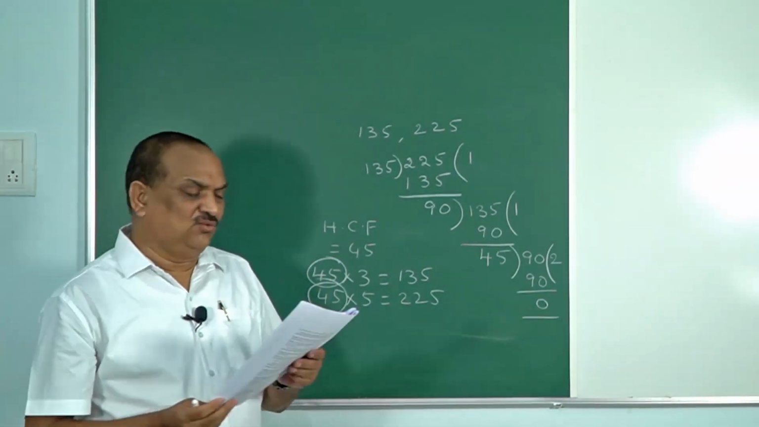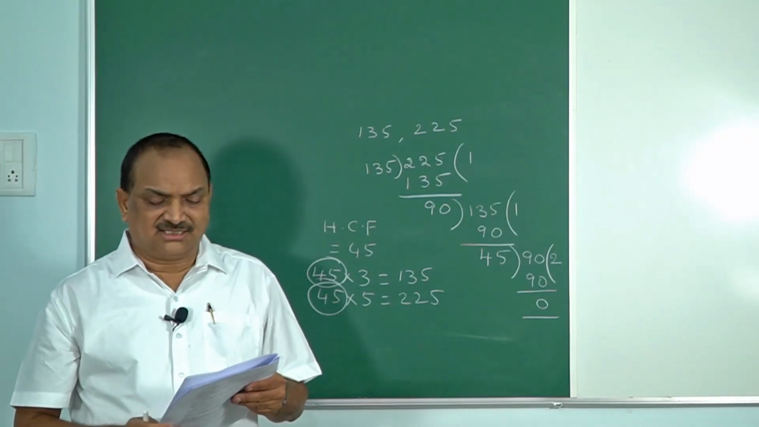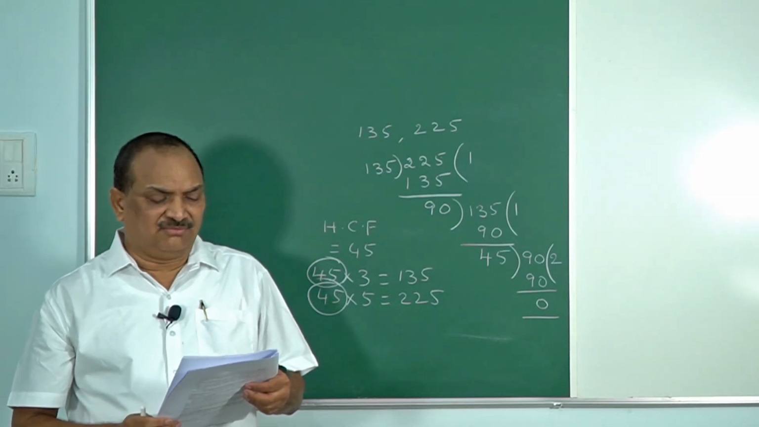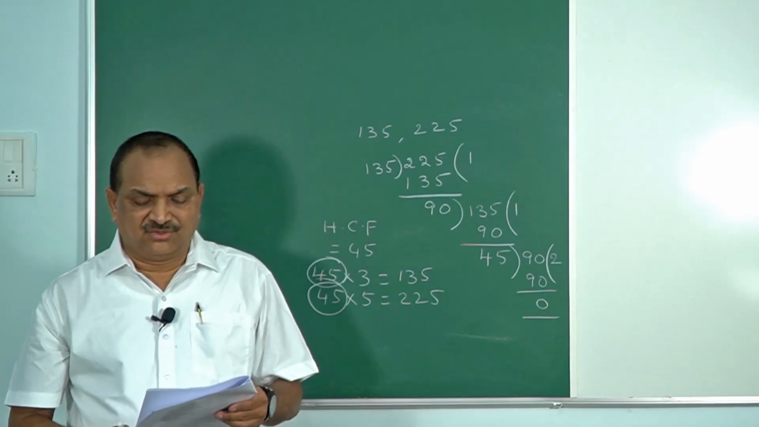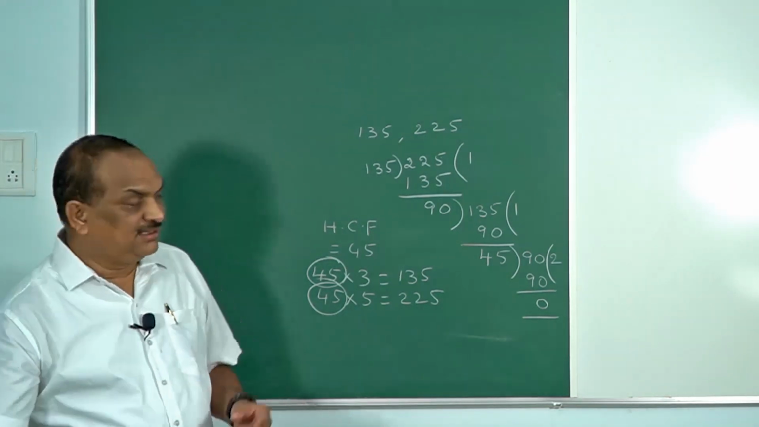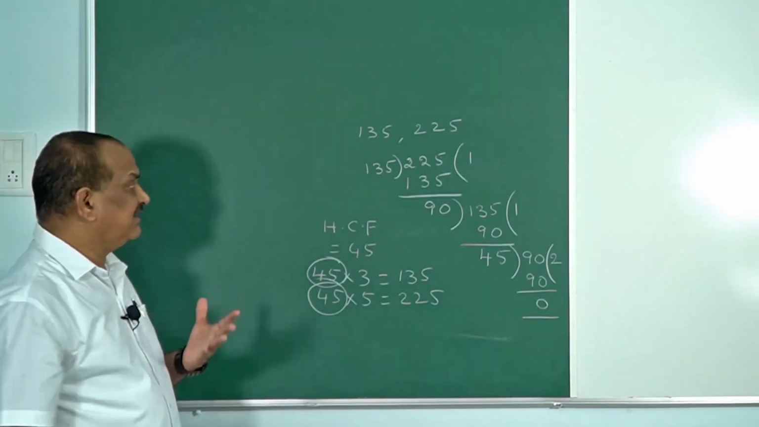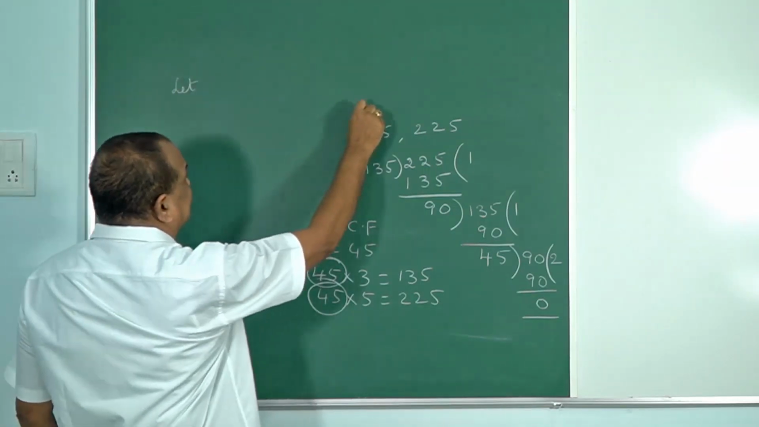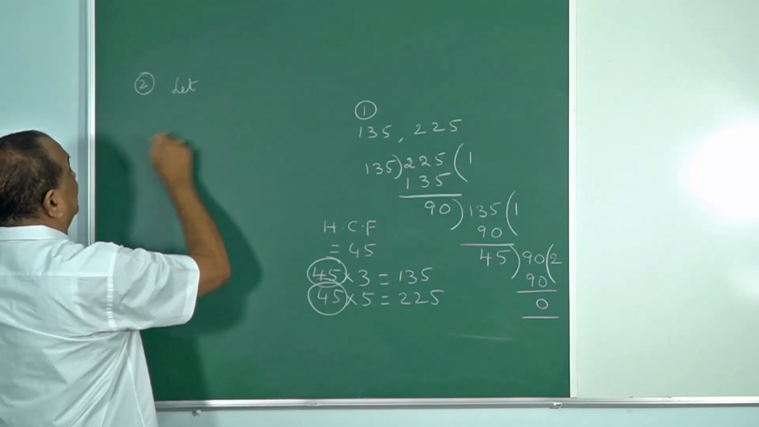And I just do one more small problem here. Use Euclid's division lemma to show that the square of any positive integer is either of the form 3m or 3m plus 1 for some integer m. Now, square of a positive integer, that's what is given. My problem here is very simple. Let me say this is my problem number 2.